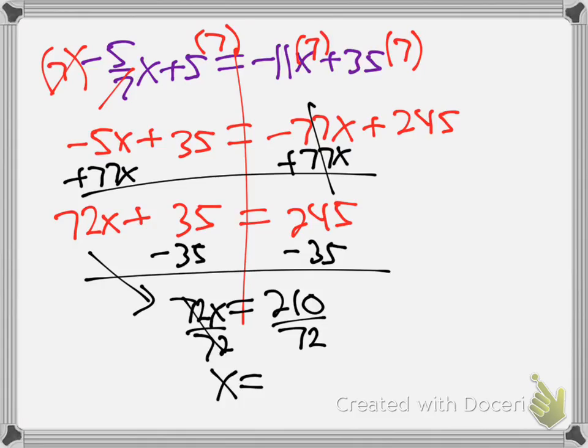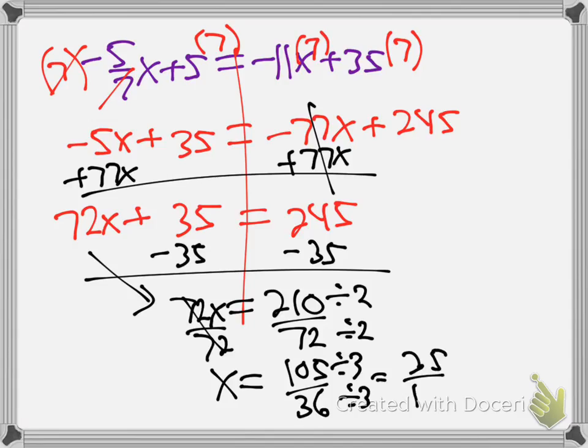So x is... can we reduce that fraction? Divide top and bottom by, well, 2 for sure. That'd be 105 over 36. That goes further, divide by 3. 35 twelfths, is that what it is? Thank you. 35 twelfths.